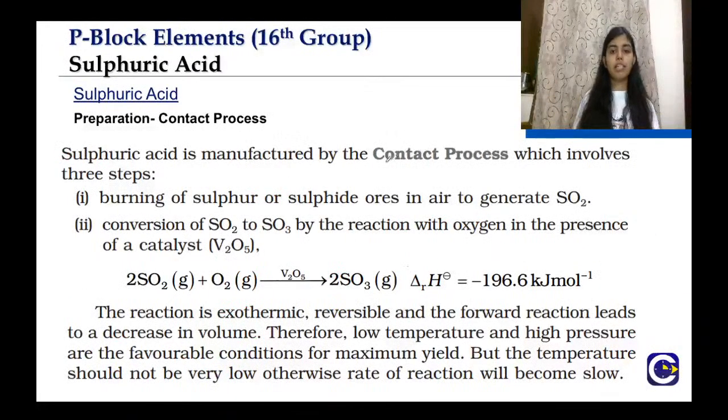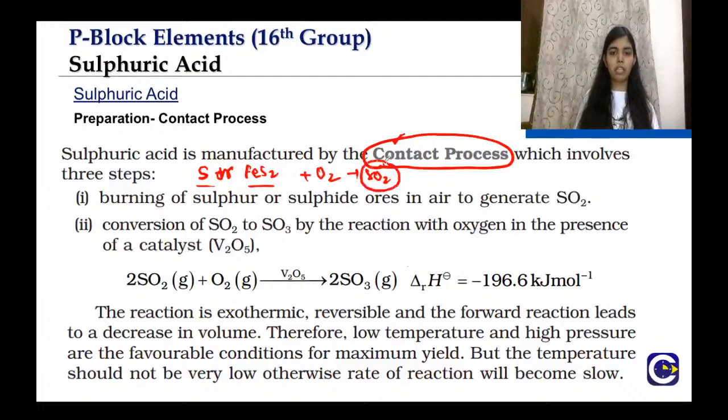Now sulfuric acid is manufactured by contact process. We have done this many times basically. What is contact process? SO2 plus O2 with the vanadium pentoxide as catalyst will give you SO3, right? So what is done? Basically sulfur or sulfide ores, that is FeS2 let us take, right? Any two of them are taken and they are burnt in air to give SO2. Now this SO2 is basically converted into SO3, right?